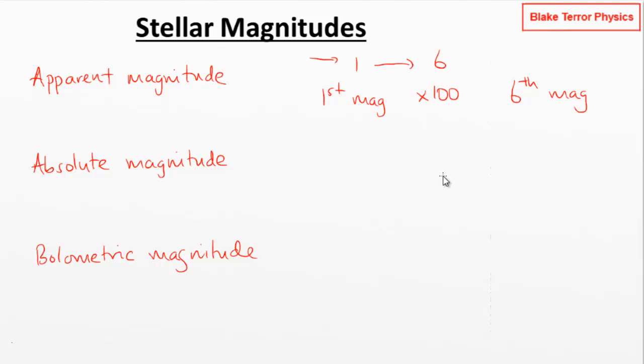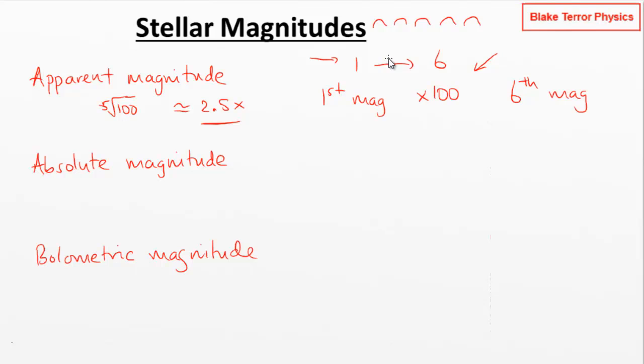So as you move from one step to the next, you've got a multiplier, because we've got 5 jumps, haven't we? 1 to 2, then 2 to 3, 3 to 4, 4 to 5, 5 to 6. So these 5 jumps have got to end up multiplying up to 100. So the 5th root of 100 is the multiplier from one magnitude to the next. That comes out at around about 2.5. So that's the multiplier. If you've got a second magnitude star, then the first magnitude star will be about 2.5 times the brightness of the second magnitude star.